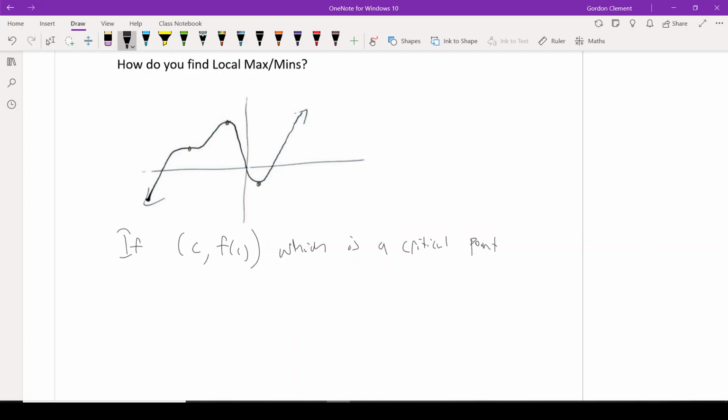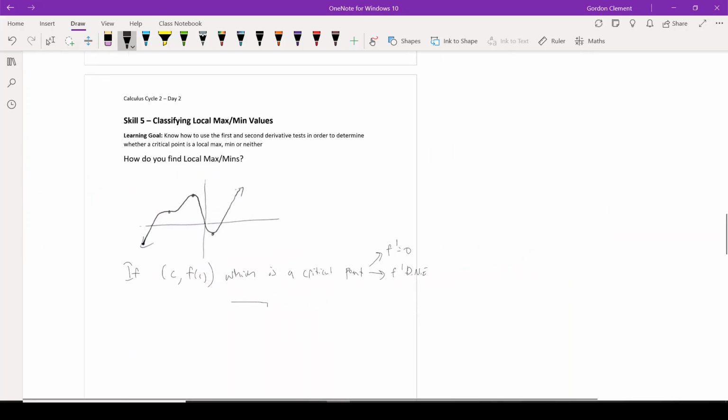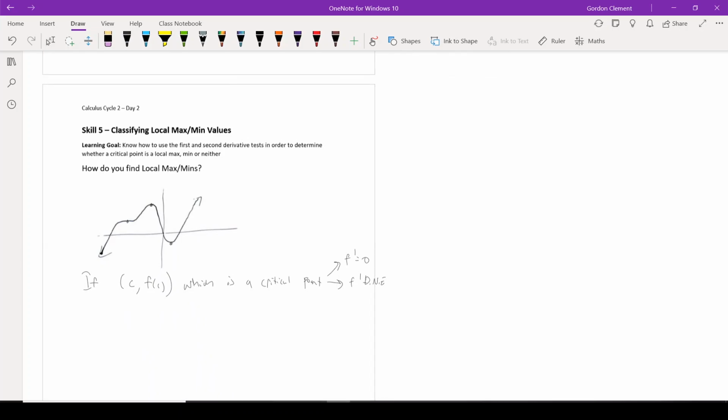And when we're talking about local max and mins, there's only two options. The derivative is 0 or the derivative doesn't exist at that value, because we're not going to have an interval, so we won't have those two endpoints. So if that is a point on the graph, which is a critical point, we have two tests. So the first one is called the first derivative test.